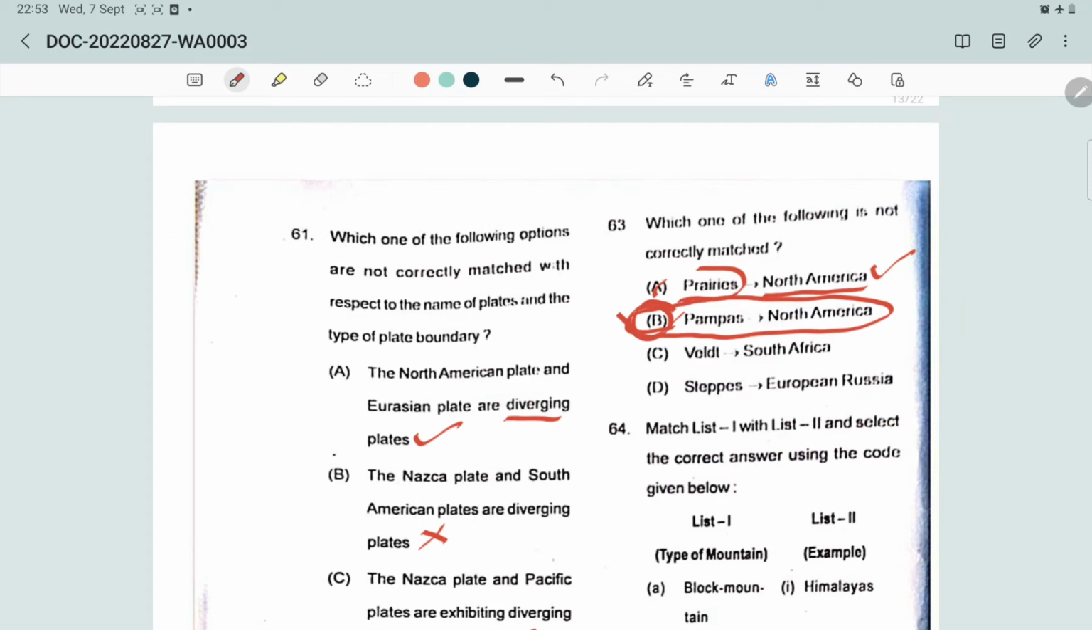Then what is veld? Veld is a type of wide open rural landscape that is in South Africa. It is correctly matched. And the steppe is a belt of grassland that extends from Hungary in the west through Ukraine and Central Asia to Manchuria in the east, and it is also correctly matched because it is found in European Russia.